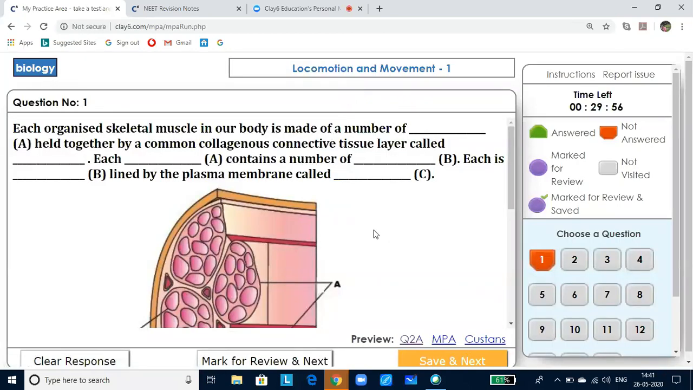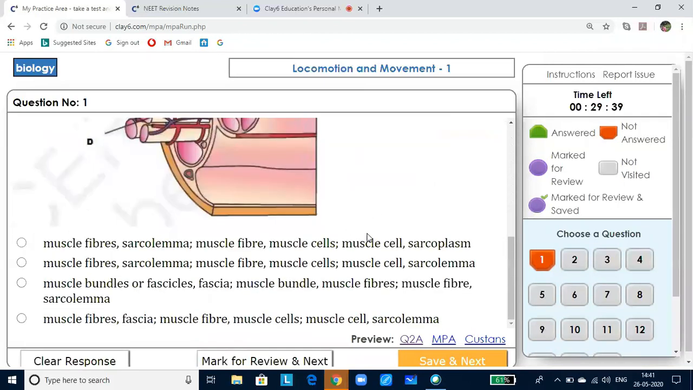Now, each organized skeletal muscle in our body is made up of a number of dash held together by common collagenous connective tissue layer called dash. Each dash contains a number of dash and each dash is lined by the plasma membrane called dash. Now, let us look at it. Muscle fibers, muscle bundles or fascicles, fascia, muscle bundle, muscle fibers, muscle fiber and sarcolemma is the answer.